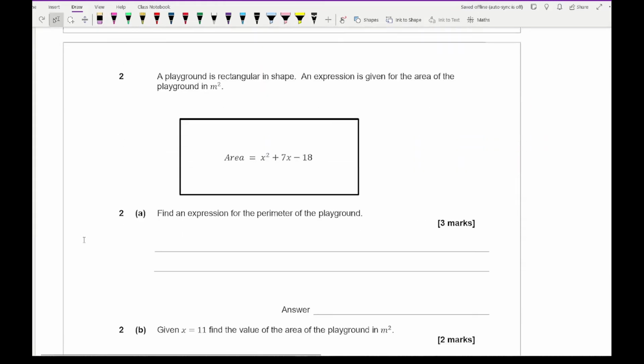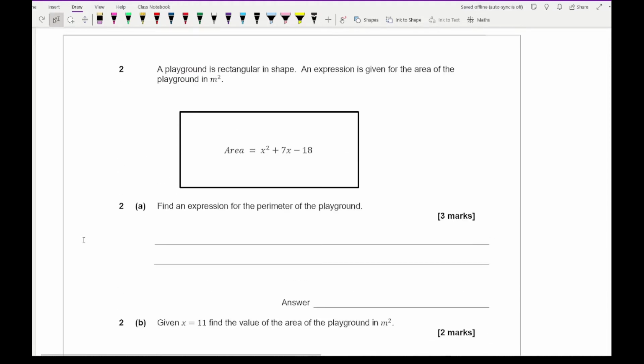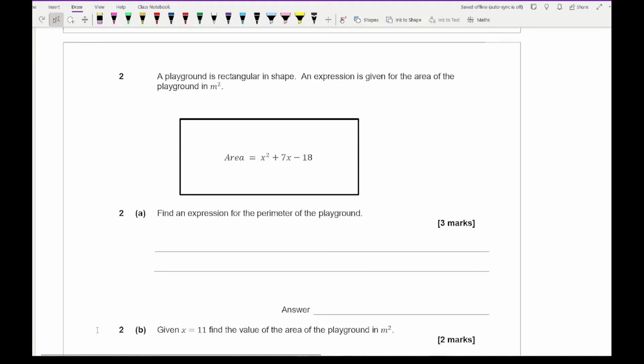With question 2, it says that a playground is rectangular in shape. An expression is given for the area of the playground in meters squared. Find an expression for the perimeter of the playground. This is quite a tricky question, but what we need to do is factorize this expression. So we need to factorize x squared plus 7x minus 18, which gives x plus 9 and x minus 2.